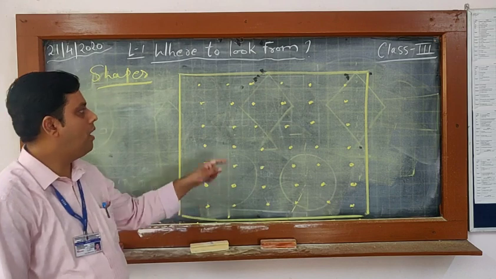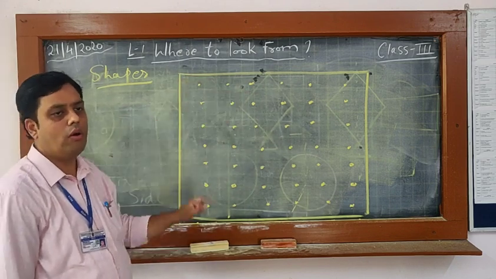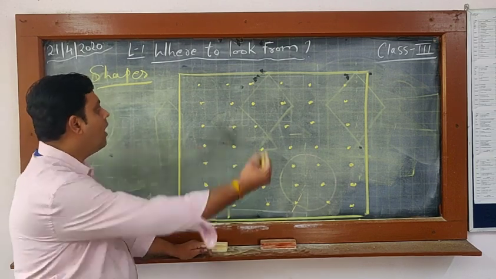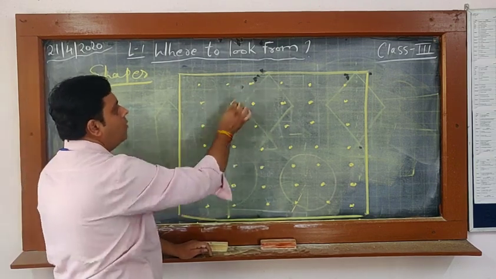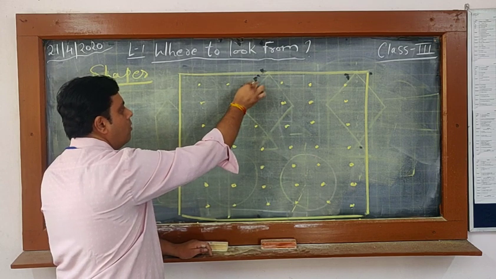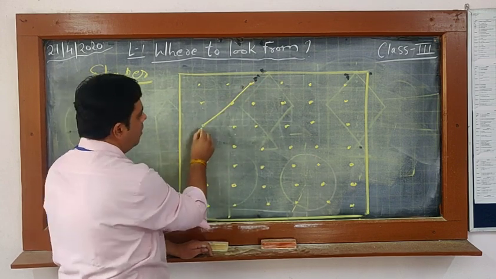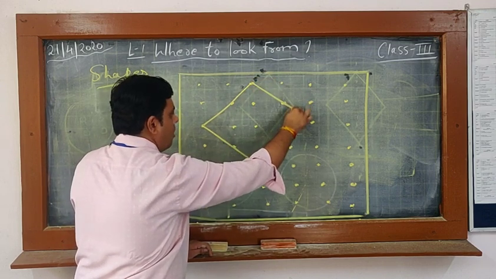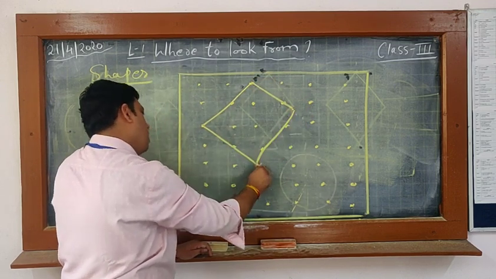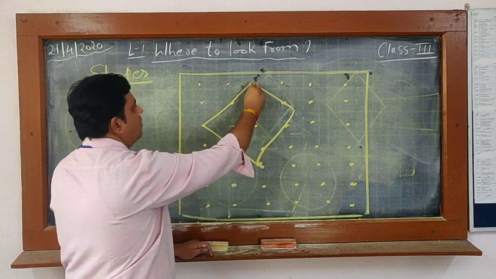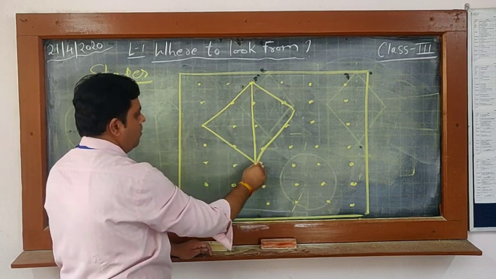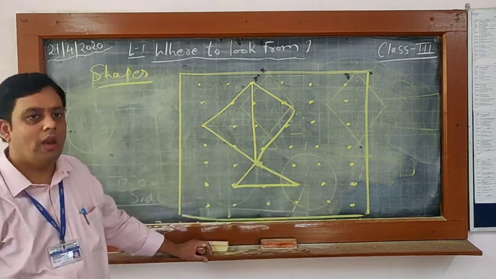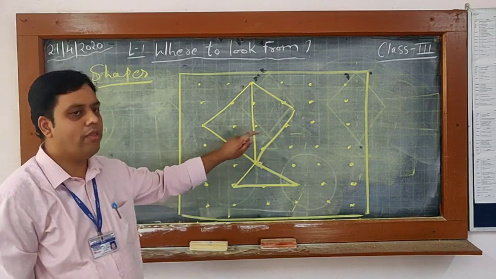See, one I am drawing for you, the other ones you will draw. In the question it is given, draw a kite. So how will we draw a kite? You have to use all these dots. You have to draw in this way. Okay. It is our kite. Like that, you can draw other things also.